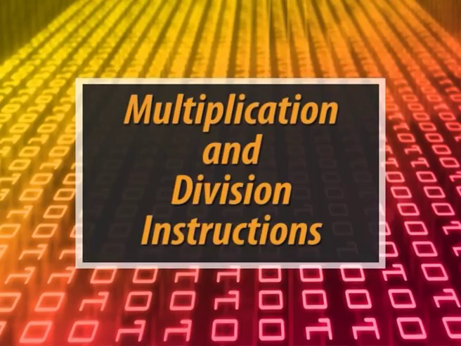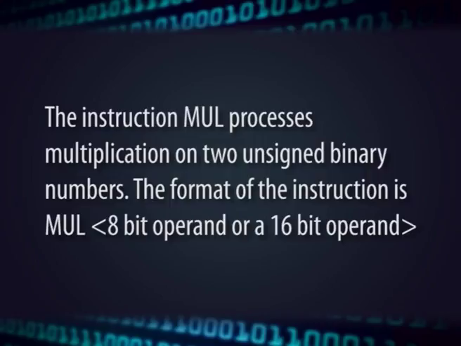The next instruction in the category of arithmetic instructions is multiplication. The operations are available on numbers represented in binary, BCD as well as ASCII formats. The instruction MUL processes multiplication on two unsigned binary numbers. The format of the instruction is MUL with an 8-bit operand or a 16-bit operand.